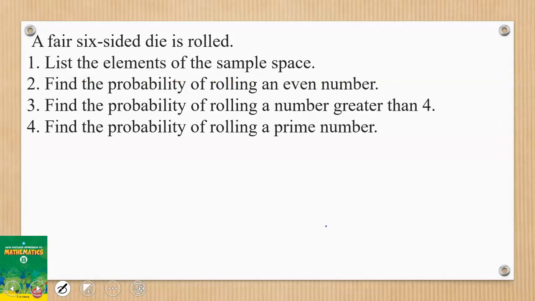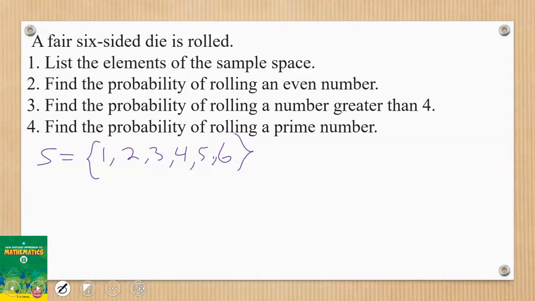Let's take a question like: a fair six-sided die is rolled. We want to list all the sample space. Let me use S to represent the sample space. The sample space will be 1, 2, 3, 4, 5, 6. So these are the possible outcomes.